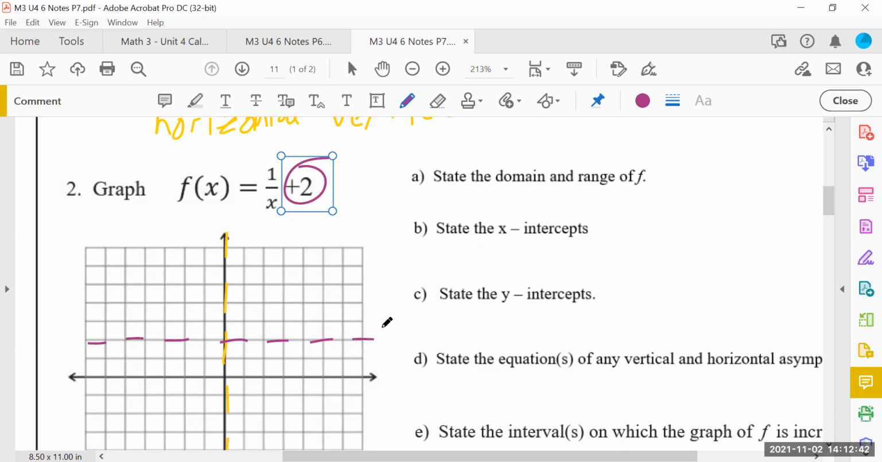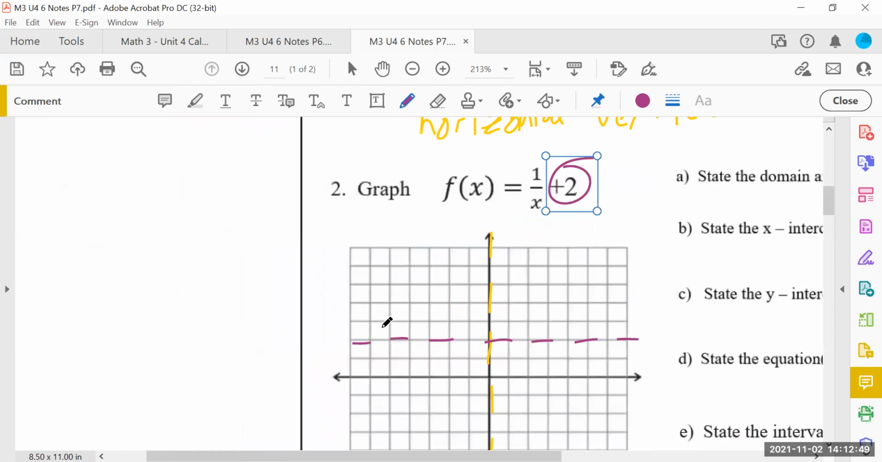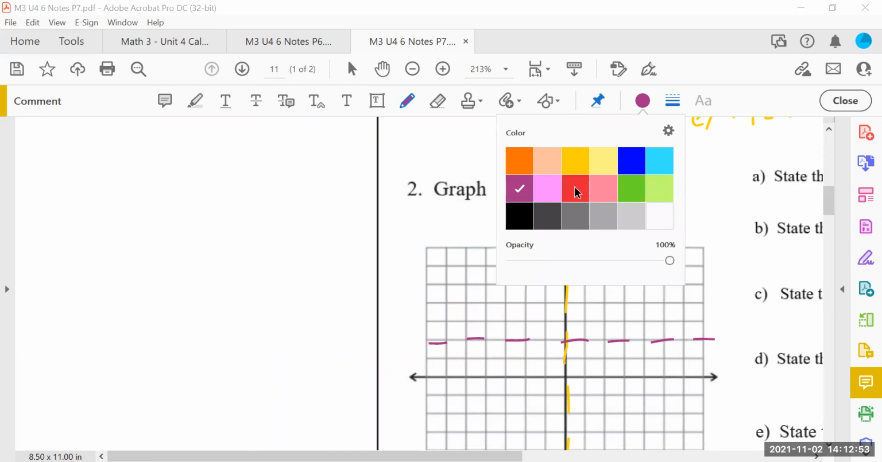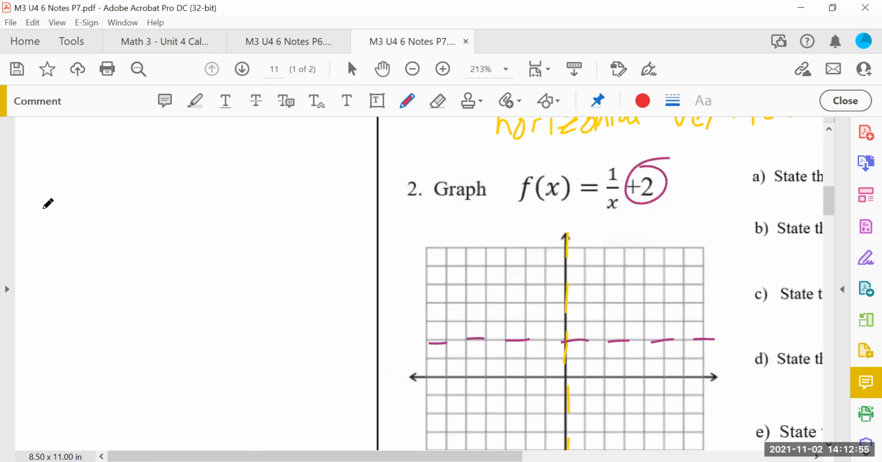And the vertical asymptote, go one to the left, go one to the right. So in this case, if my vertical asymptote is 0, I'm going to plug in -1 and +1. So I'm just going to go over here, f of -1, 1 over -1 plus 2, -1 plus 2 is +1. So I plugged in -1, I got a +1, that's this point right here.